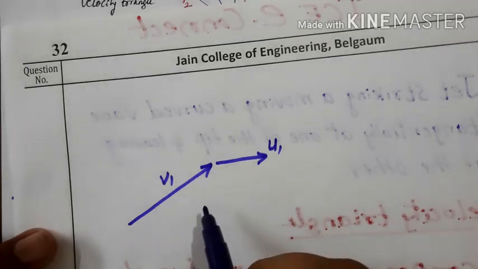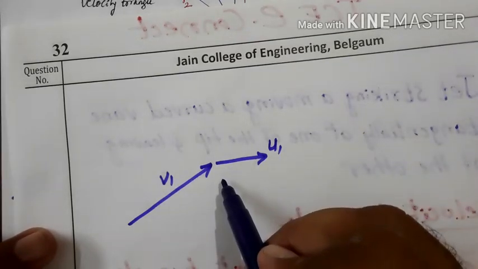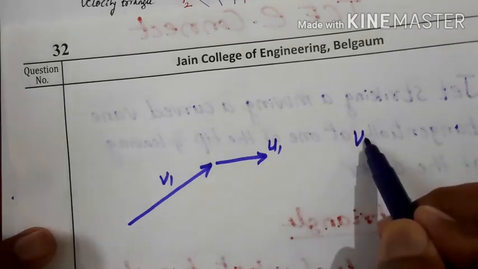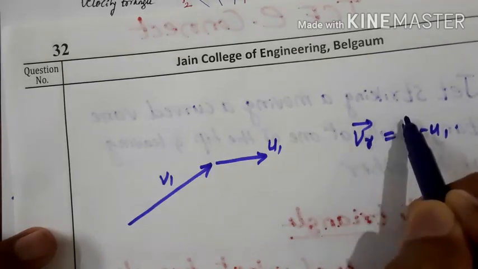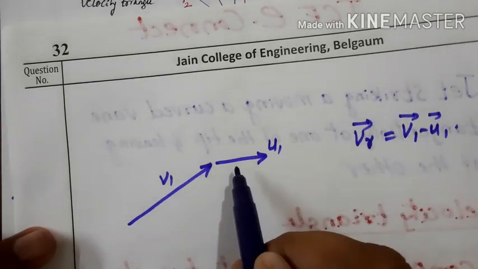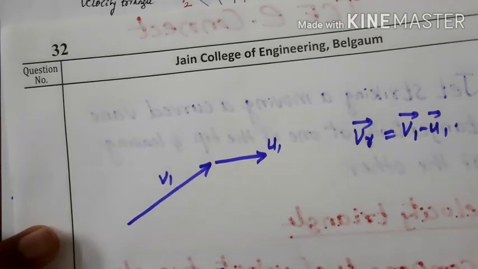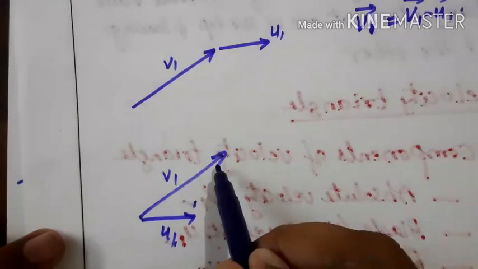Okay, then the difference of these two, this is what we call the vector difference of these two, that is we get the relative velocity, v1 minus u1, vector nature. Just shift it there and I'll draw it next like this. This is v1, the same magnitude and direction. I'll shift it here and keep it here. This will become u1.